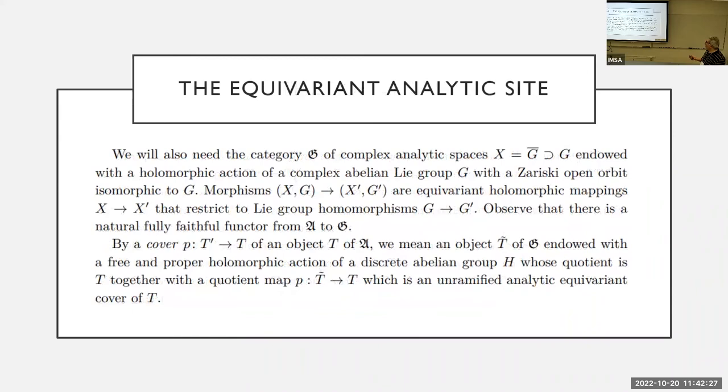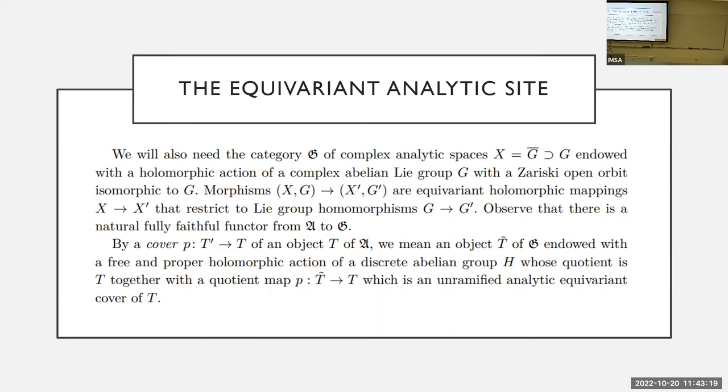I will also need the equivariant analytic site, of course, because it's the subject of all this stuff, you know, reductions, singularities. I need the category of complex analytic spaces endowed with a holomorphic action of a complex abelian Lie group. I never said compact. I allow some things to not be compact, just like the circle, the torus knots were compact, but not the other leaves. So morphisms are equivariant holomorphic mappings that restrict to Lie group homomorphisms.